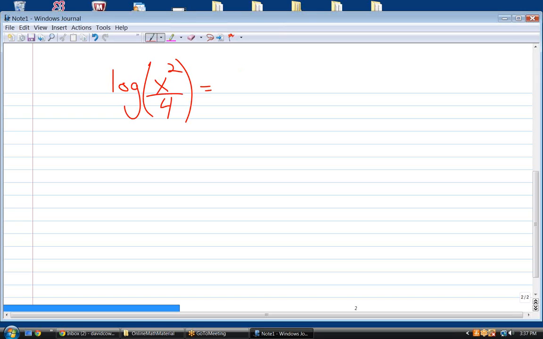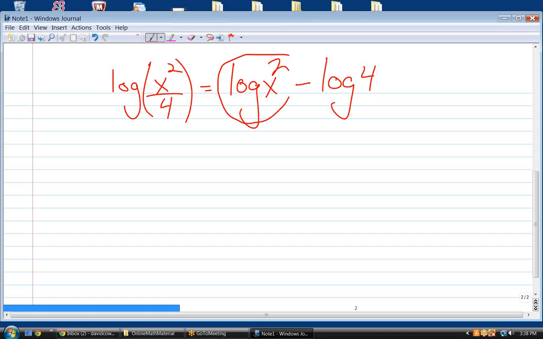All right. So for that, would you want to multiply? Wait. So the division property are the quotient property? Well, when you are dividing, it's the same as subtracting. So the log of this becomes the log of x squared minus the log of 4. In other words, division becomes subtraction. All right. Now we can further expand that. What's that equal to?